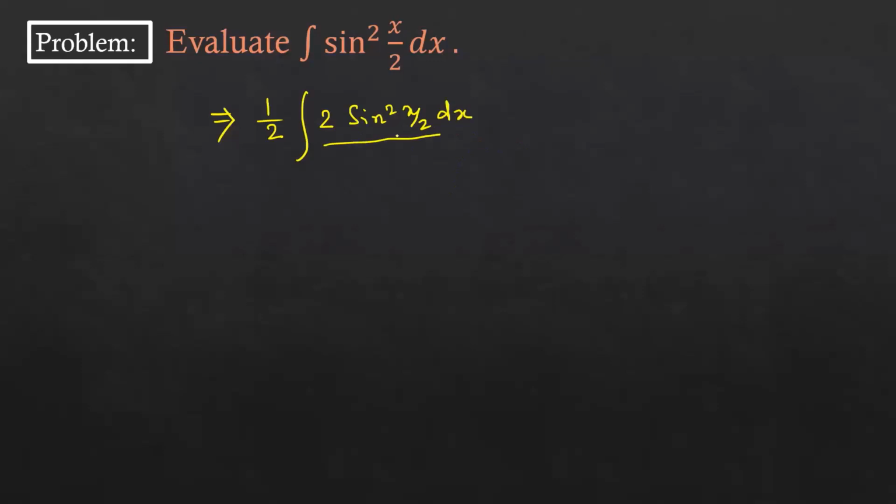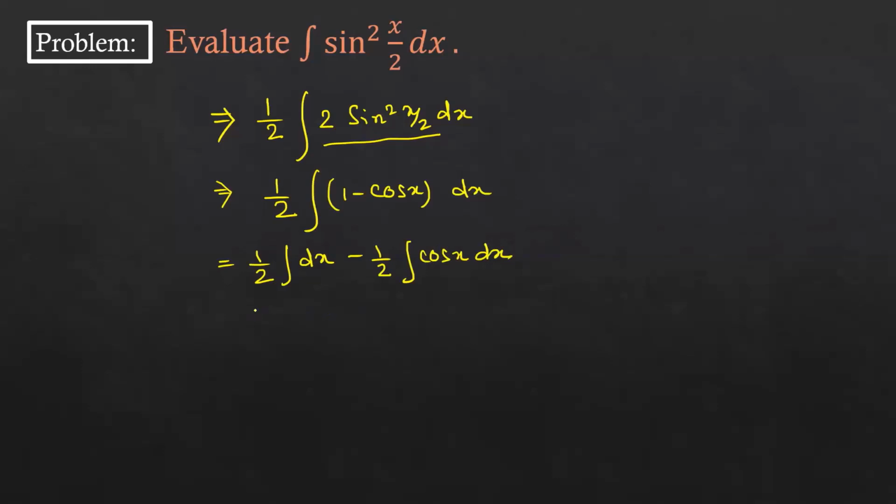So we now write that formula: half integration of 1 minus cos x dx. Then we can write half integration dx minus half integration cos x dx. That equals half x, this is x by 2, minus half into sin x, plus the integrating constant c. So the result is x by 2 minus 1 by 2 sin x plus c.